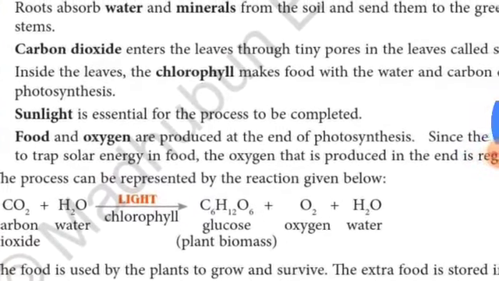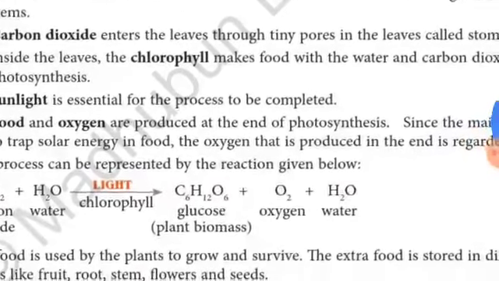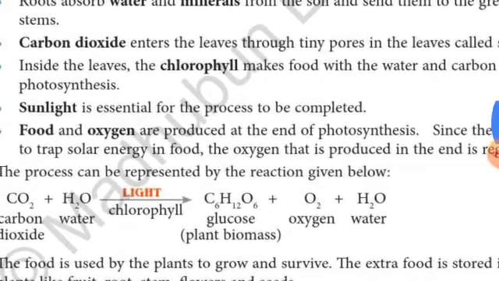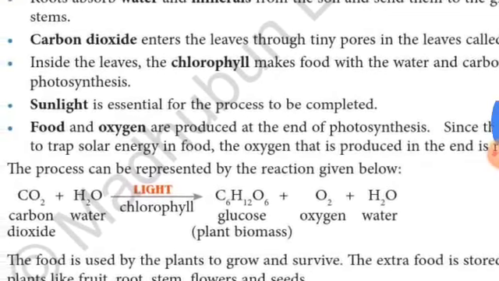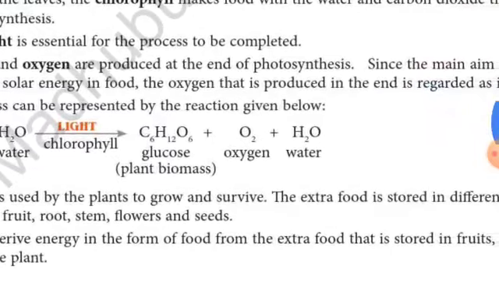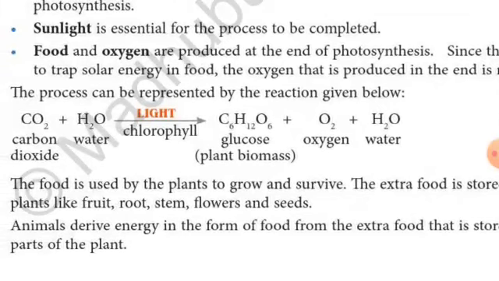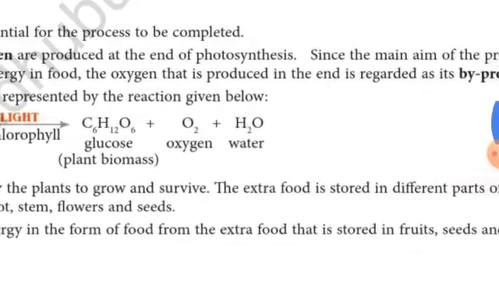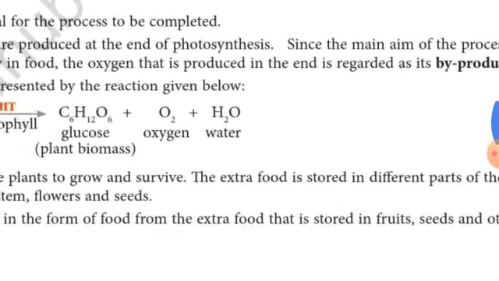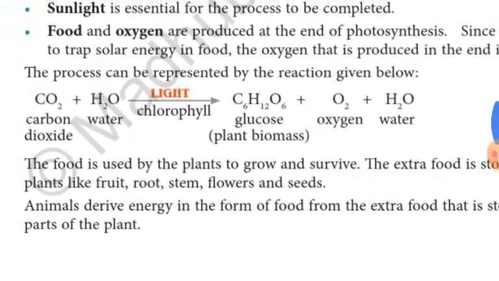Number three, inside the leaves, chlorophyll makes food with the water and carbon dioxide through photosynthesis. That means chlorophyll absorbs sunlight. So, sunlight is essential for the process to be completed. After photosynthesis, food and oxygen are produced. Since the main aim of the process is to trap solar energy in food, the oxygen that is produced in the end is regarded as its byproduct. Byproduct means a secondary product. So the process can be represented by the reaction given below.